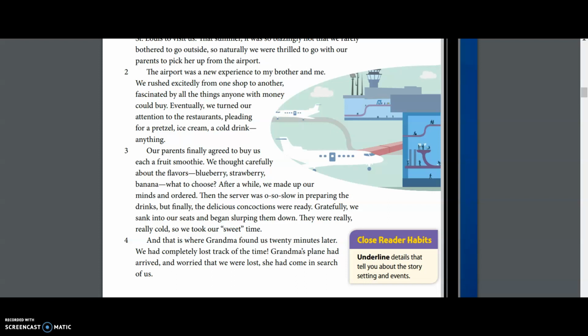Question 4, where does grandma find the family? Where does she go and find them? If you need some help, look around paragraph 4. I hope you guys said that grandma found them sitting at a restaurant where they bought their drinks. Right at paragraph 4, it says, and that is where grandma found us. So they took their time slurping down their oh so sweet smoothies, and that's where grandma found them.